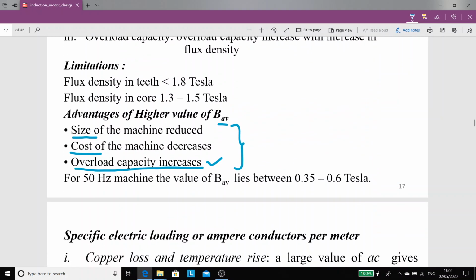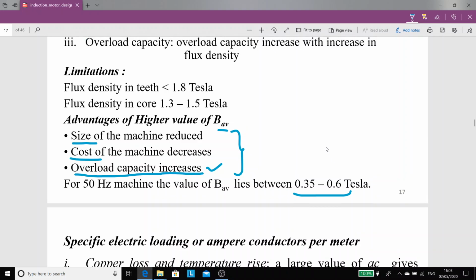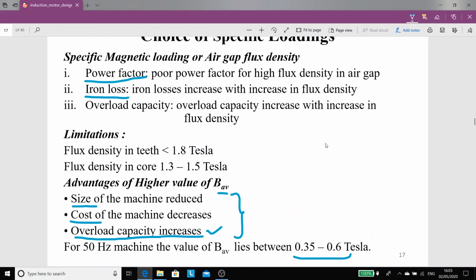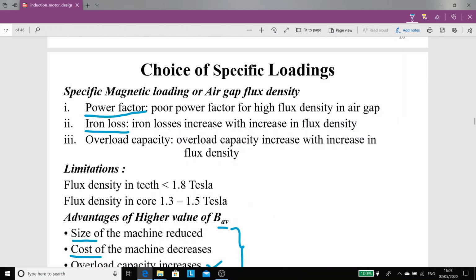As per the thumb rule, during the design of an induction motor, the flux density which we select is in between 0.35 to 0.6, or in some special cases where the overload capacity requirement is much higher, we may extend it up to 0.65 only. That is the range, and within that, for a general purpose motor we keep it on the lower side, around 0.4 or maximum up to 0.45, so that we get a good efficiency and a good operating power factor. So this is how the specific magnetic loading affects the performance of our induction motor.